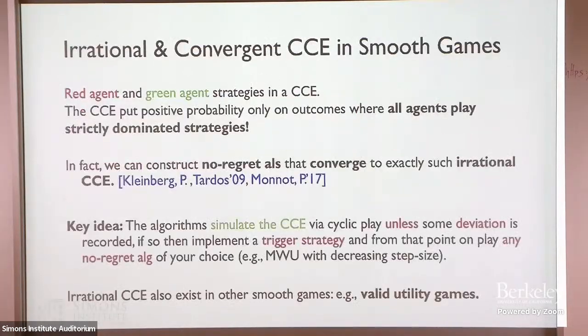Do you believe that the FTRL type no-regret algorithms can converge to really bad coarse correlated equilibria?